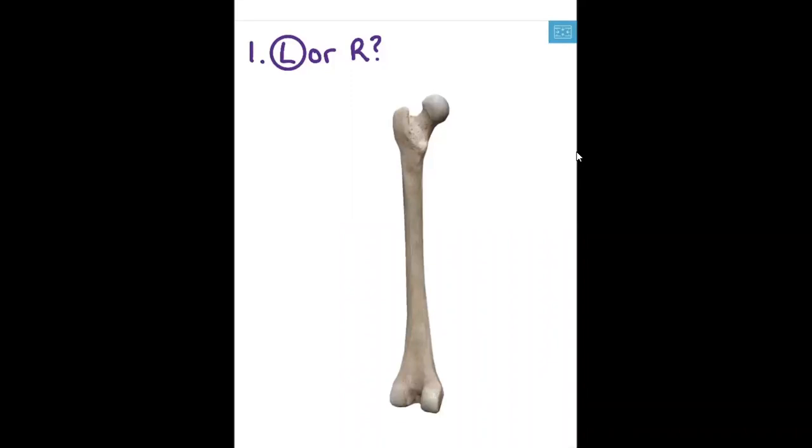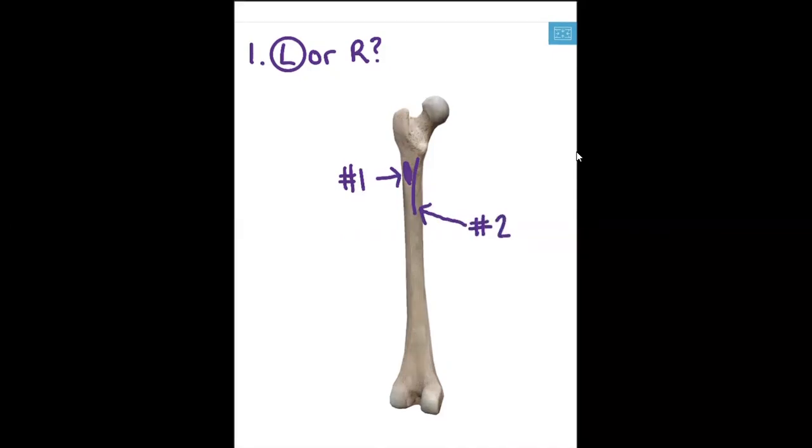So right here, this rough surface, we're going to label this as number 1. Then coming out right below the lesser trochanter, we have another line here. That's going to be number 2. And then kind of swirling around from the other side. I don't know if it's the right word I want to use, but you guys know what I mean. Coming around from the anterior side, we'll label that as number 3.